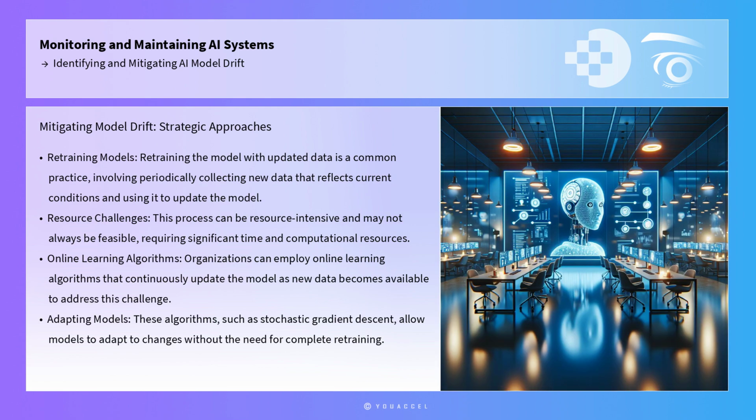Once model drift is identified, mitigating its effects requires a strategic approach. Retraining the model with updated data is a common practice. This involves periodically collecting new data that reflects current conditions and using it to update the model. However, this process can be resource-intensive and may not always be feasible. To address this challenge, organizations can employ online learning algorithms that continuously update the model as new data becomes available. These algorithms, such as stochastic gradient descent, allow models to adapt to changes without the need for complete retraining.